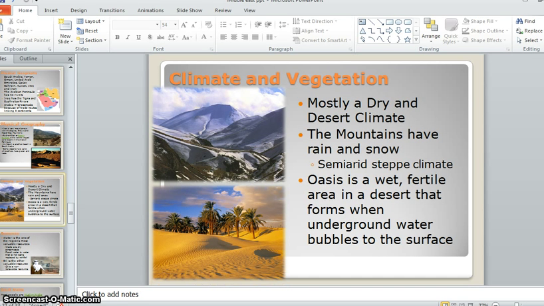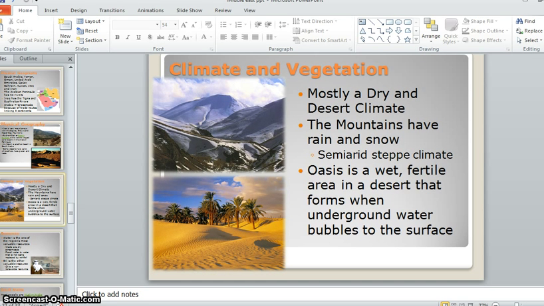Again, mostly dry and desert. The mountains have rain and snow, again, because it blocks, maybe you've heard of a rain shadow before, and there's a semi-arid and steppe climate. You might have also heard of something called an oasis. And an oasis is a wet, fertile area in a desert that forms when underground water bubbles to the surface.